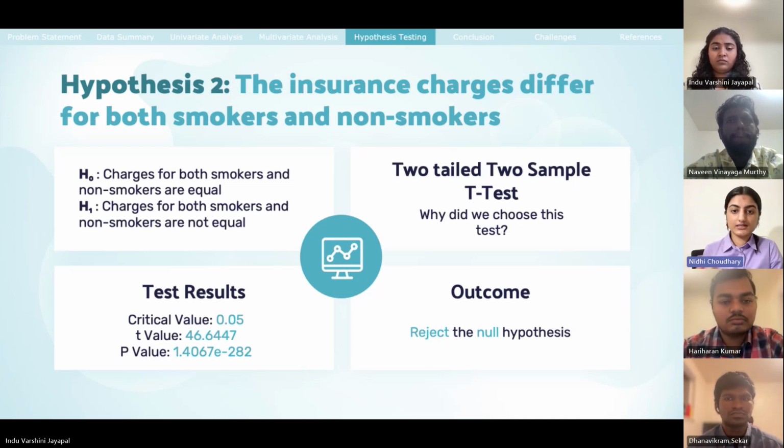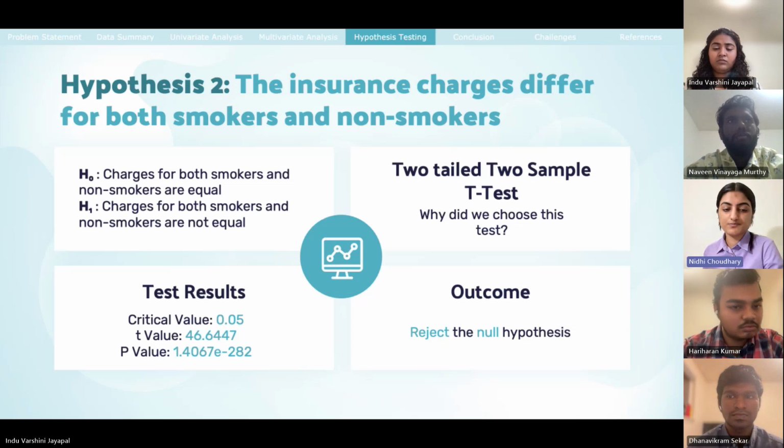This test has a rejection region on both sides, that is, in both directions. And this is the exact reason why we used this particular test, because in this analysis, we are only interested to see how significantly the insurance charges differ for smokers and non-smokers.